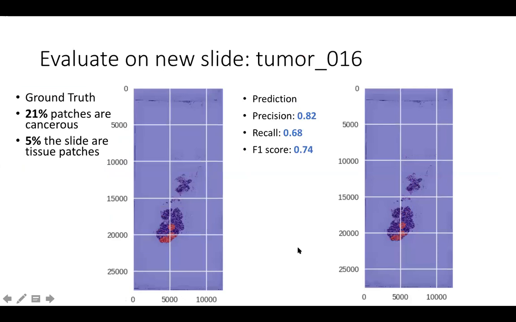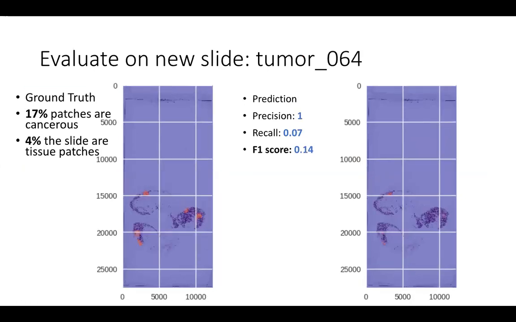Then I evaluated the model's performance on a completely new slide, which is tumor 016. It achieves a precision of 0.82, recall of 0.68, and F1 score of 0.74. However, comparing the ground truth slide on the left with the predicted slide on the right, it has some missing patches in this region.